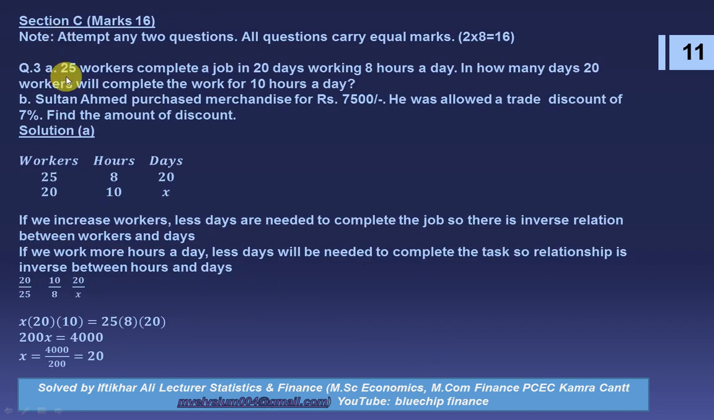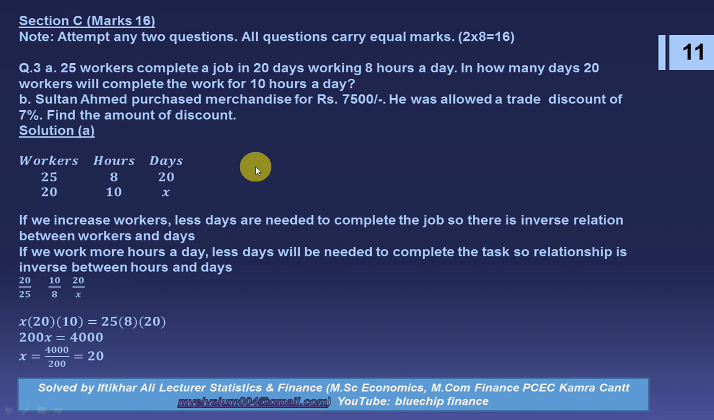Section C, question number 3, part A. 25 workers complete a job in 20 days, working 8 hours a day. In how many days will 20 workers complete the work working 10 hours a day? It is a question of proportion.